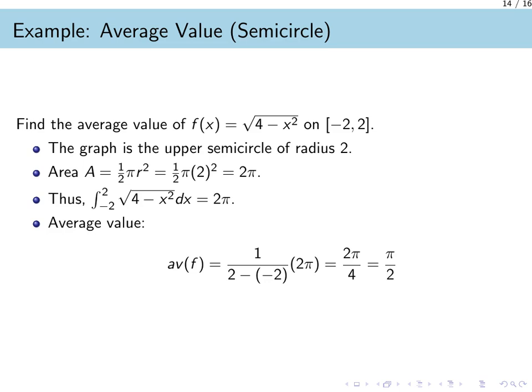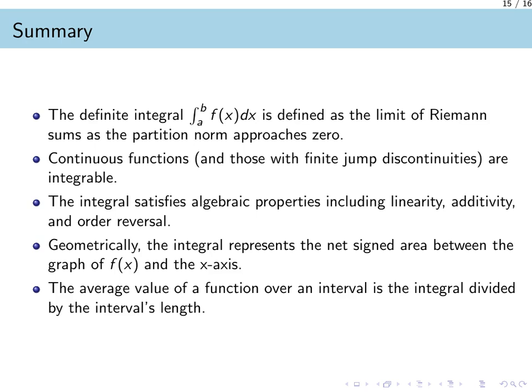This example shows how combining geometric insight with the average value definition simplifies the problem. To summarize, we have established the definite integral as the limit of Riemann sums as the partition size goes to 0. We learned that continuous functions are guaranteed to be integrable, and that integrals follow standard algebraic rules like linearity and additivity. Geometrically, the integral represents the net signed area between the graph and the x-axis, treating regions below the axis as negative.